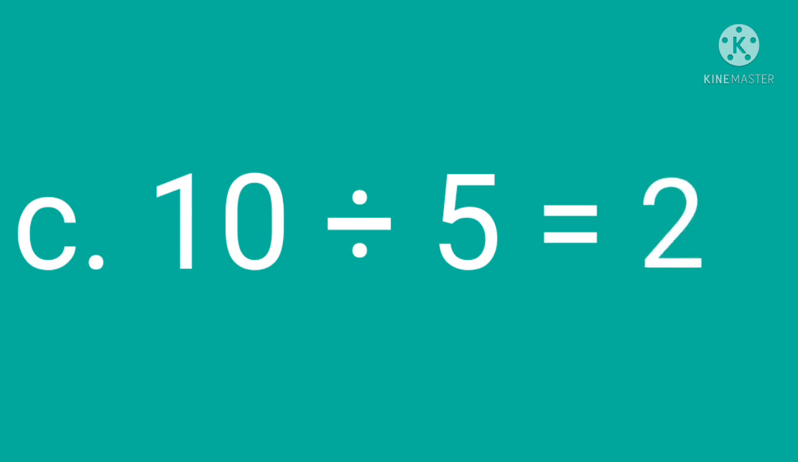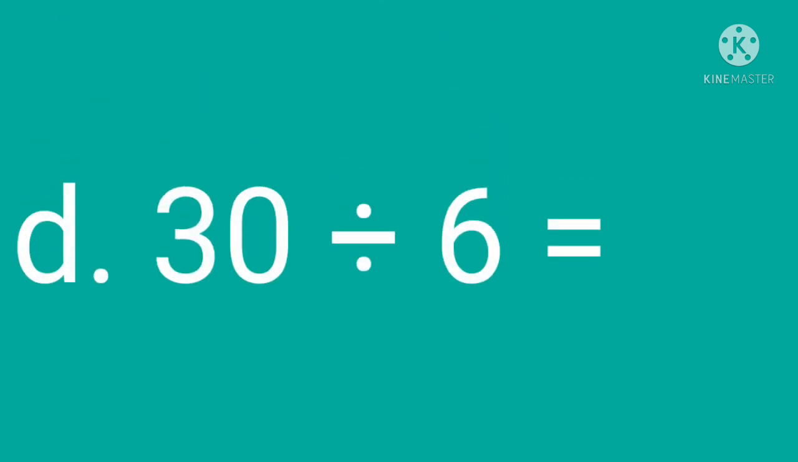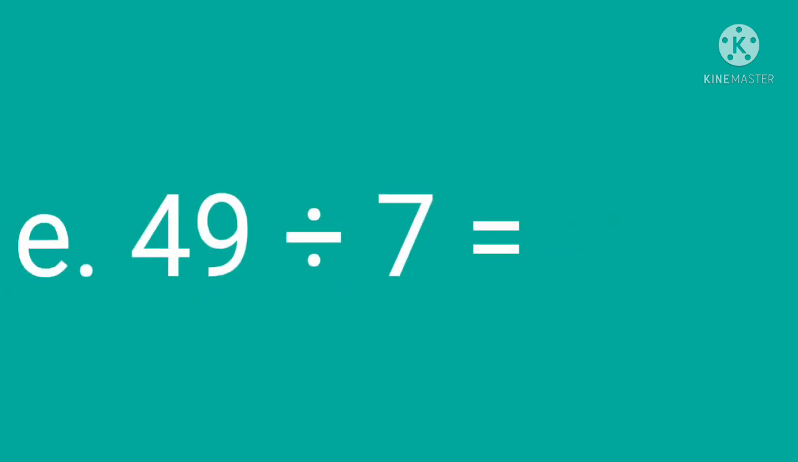2 5s are 10. 30 divided by 6 is the next question. 30 divided by 6 equal to? Yes, 5 is the right answer. 49 divided by 7. What is the answer, children? Yes, we know that 7 sevens are 49. So 49 divided by 7 equals 7.